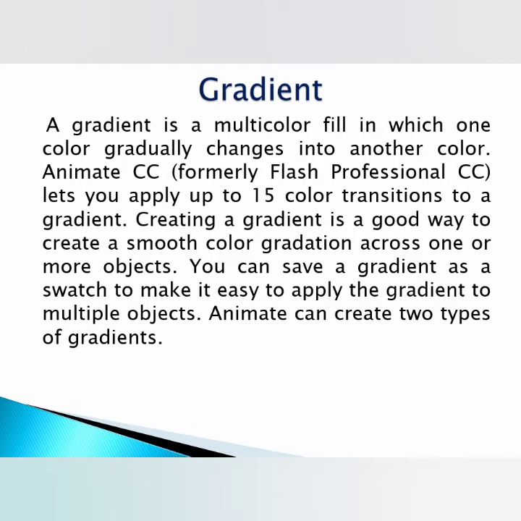Now the next topic is gradient. What is a gradient? A gradient is a multi-color fill in which one color gradually changes into another color. Animate CC, formerly Flash Professional CC, lets you apply up to 15 color transitions to a gradient. Creating a gradient is a good way to create a smooth color gradation across one or more objects. You can save a gradient as a swatch to make it easy to apply the gradient to multiple objects. Animate can create two types of gradient.